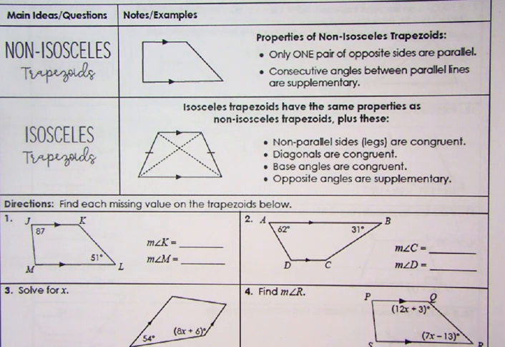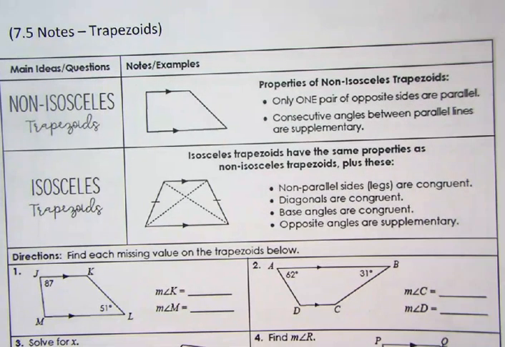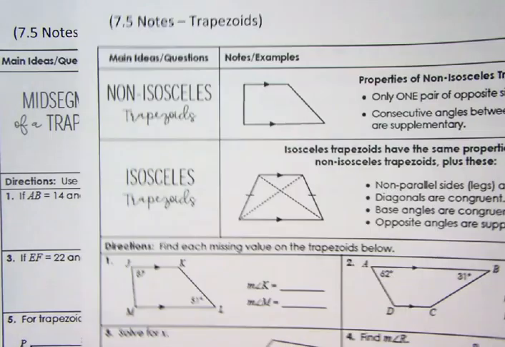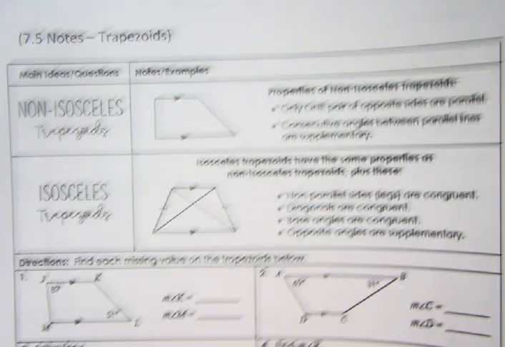Hey students, in this video I'm going to go over the 7.5 notes, which is trapezoids, and I'm going to go over a couple of things. I'll try to make the video short, but it's very informational for those of you who do watch it through. I'm going to go over the non-isosceles and isosceles trapezoids and also the mid-segment of a trapezoid.